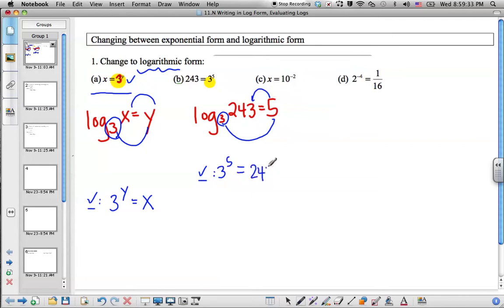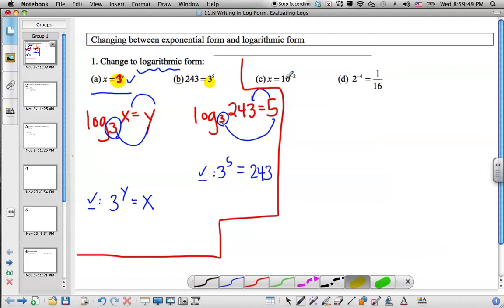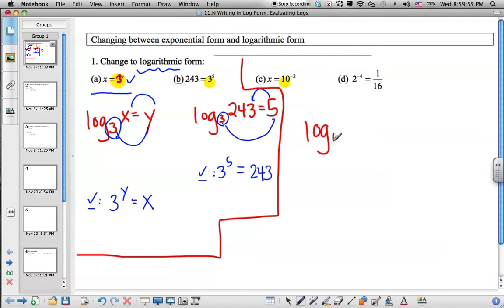And yes, it does. Now, it's a good idea that you guys are pausing this and you're working these problems on your own, so you can check to see if you're doing them correctly. It's always good to be actively involved here. So now we have x equals 10 to the negative 2. Identify your base. Your base is 10. So now we can write log base 10 of your answer, which is x, equals negative 2.